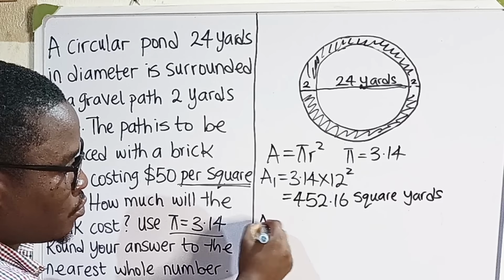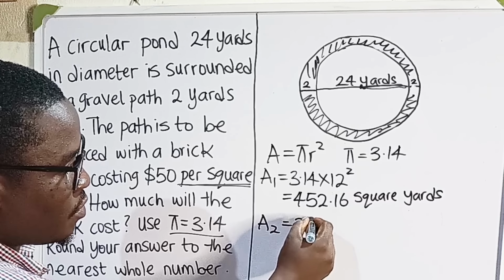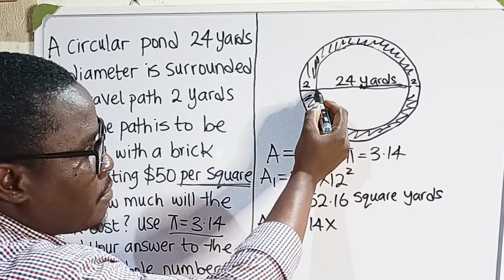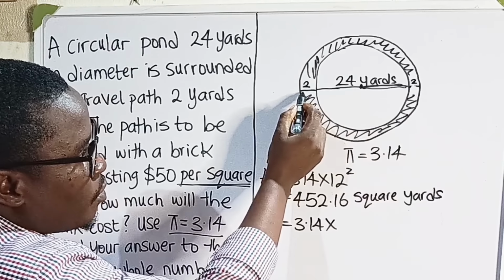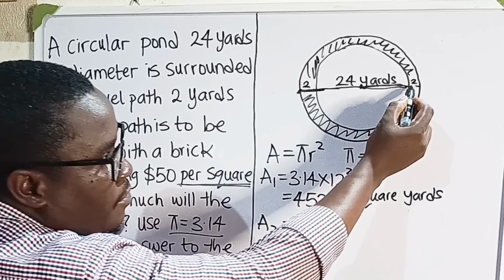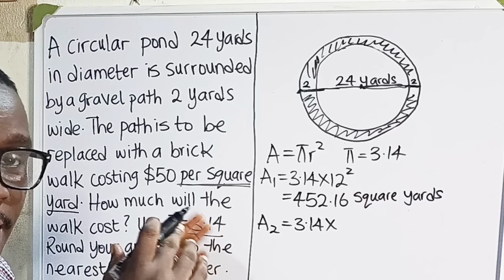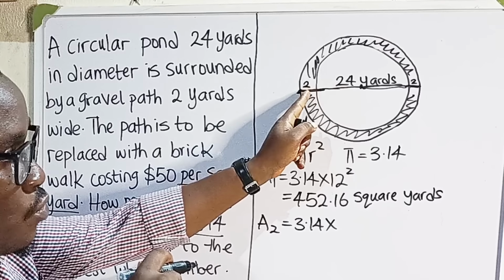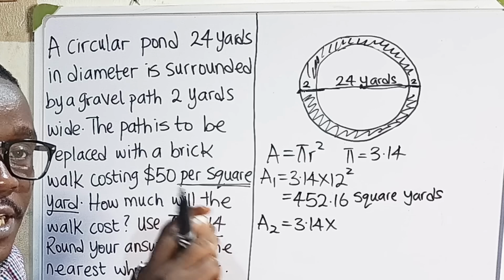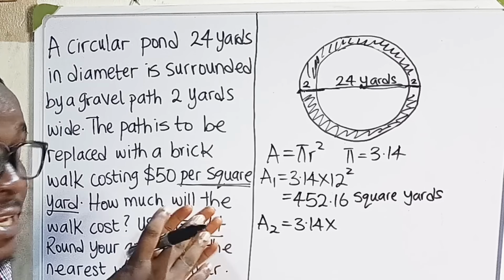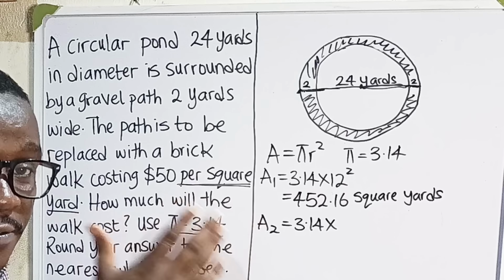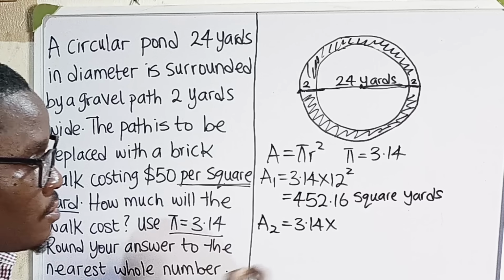Now let's calculate the area of the larger circle. So area 2 is equal to 3.14 multiplied by, what's going to be the diameter of the larger circle? We already know that the diameter of the smaller circle is 24, but this is where the larger circle is. So if you add 2 here and you add 2 here, that means the diameter of the larger circle is 24 plus 2, 26, plus 2, 28. So the diameter of the larger circle is 28 yards. So if the diameter of the larger circle is 28 yards, that means its radius is 28 divided by 2, which is 14 yards.